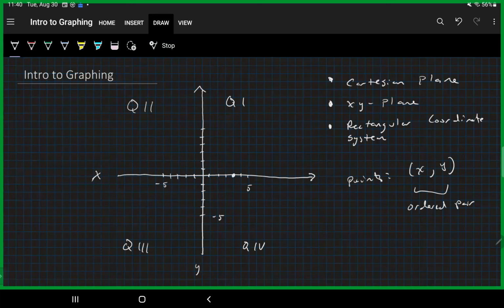Sometimes points exist on an axis. And if I look at the point, oh, I misnumbered that, didn't I? There's a 5 there. If I look at 4, 0, this is not in either quadrant 1 or quadrant 4. It's on an axis. It's on a border. It's on a boundary. So if it lies on an axis, then it's not in a quadrant, but points do exist on axes. There's a special point right in the middle here, where the 2 axes meet, and that is at 0, 0, and that is called the origin.